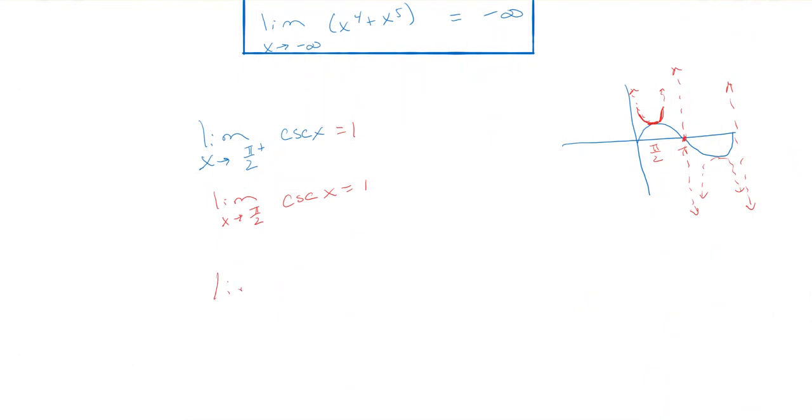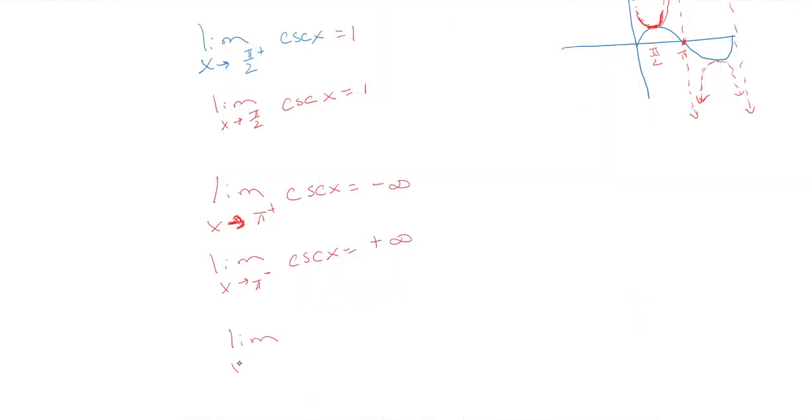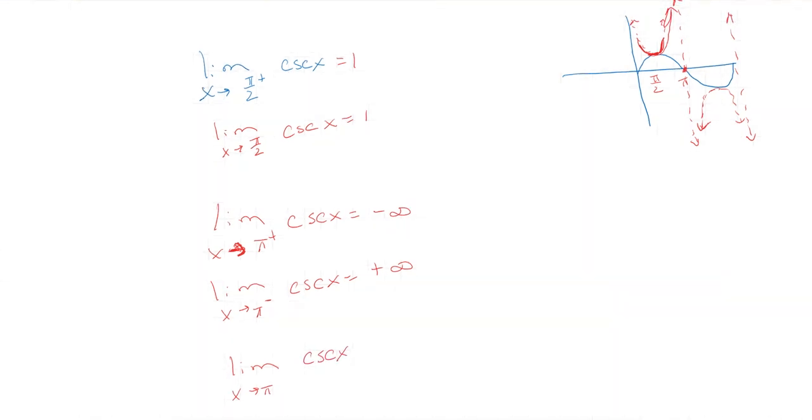But what if I had said, what's the limit as x approaches pi from the right? Okay, so as x approaches pi from the right side of it, this is going off to negative infinity. What's the limit as x approaches pi from the left? Okay, so here's pi, and as you approach it from the left, it's heading off to positive infinity. What then would be the answer for x approaching pi from both sides for cosecant? Well, it does not exist because there's not a match.